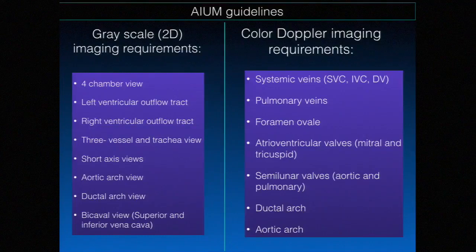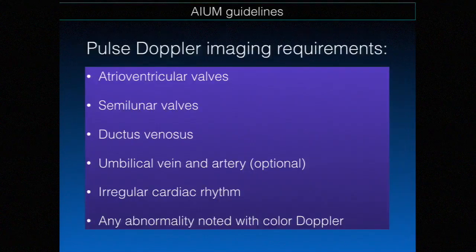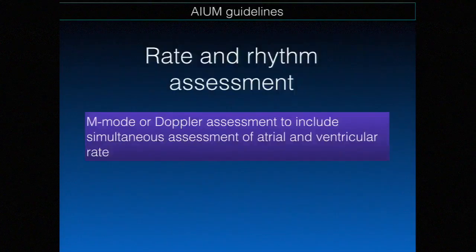And just quickly, I'm not going to go through all these, but I did list what the grayscale requirements are, as well as the color Doppler requirements of all the vessels and the valves. The pulse Doppler should be done on all the valves, as well as the ductus venosus. Of course, if you detect any irregular rhythm or any abnormalities noted with color, they should also be documented with Doppler. And your rate and rhythm needs to be done with M mode or Doppler, obviously showing both the atrial and the ventricular rates.